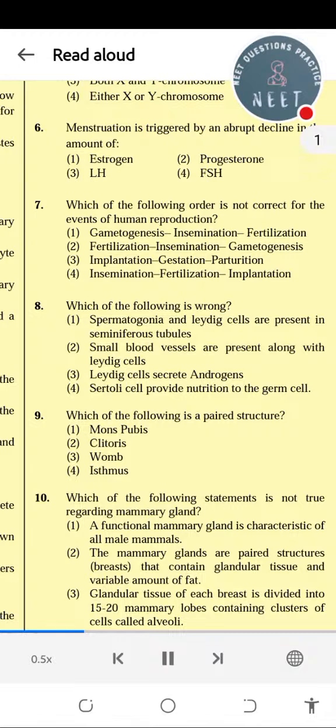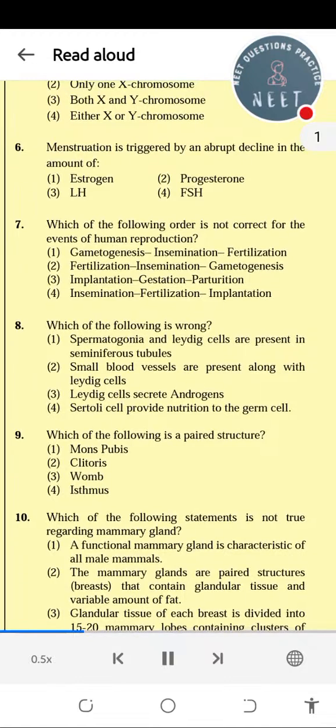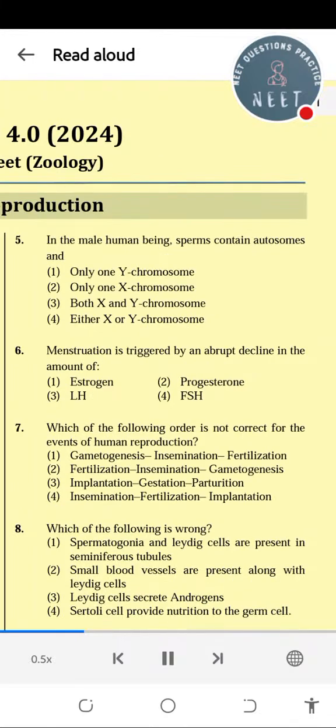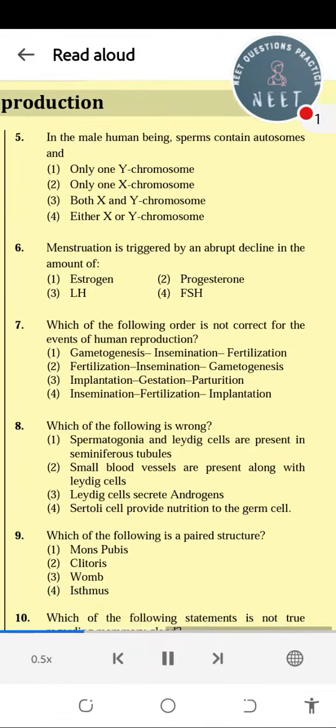8. Which of the following is wrong? 1. Spermatogonia and Leydig cells are present in seminiferous tubules. 2. Small blood vessels are present along with the Leydig cells. 3. Leydig cells secrete androgens. 4. Sertoli cells provide nutrition to the germ cells.